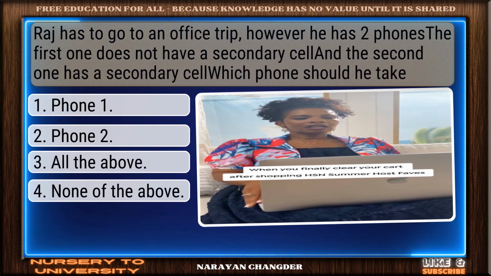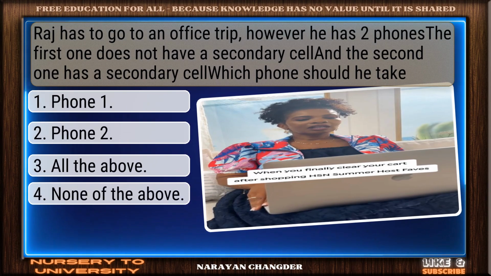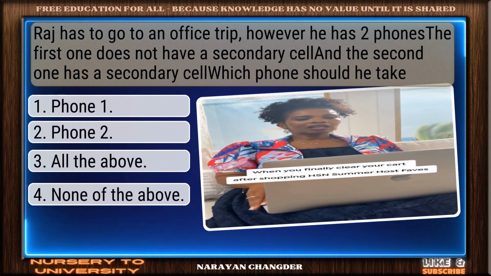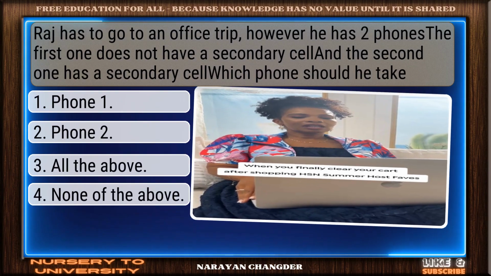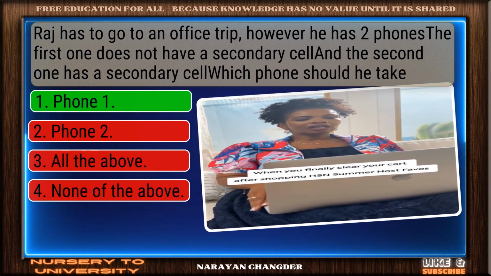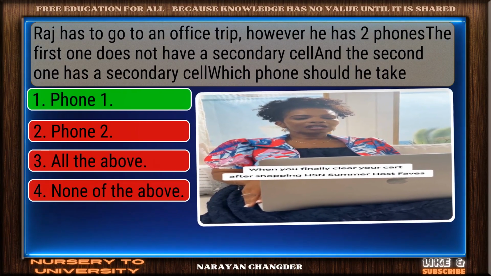Raj has to go to an office trip, however he has two phones. First one does not have a secondary cell and the second one has a secondary cell. Which phone should he take? Correct response. Phone 1 is the most accurate answer.